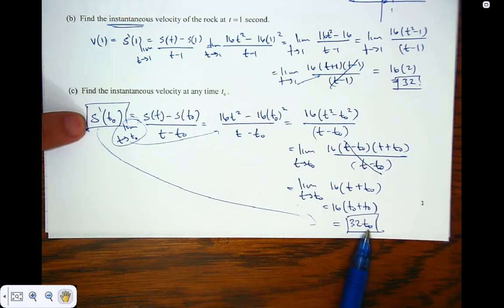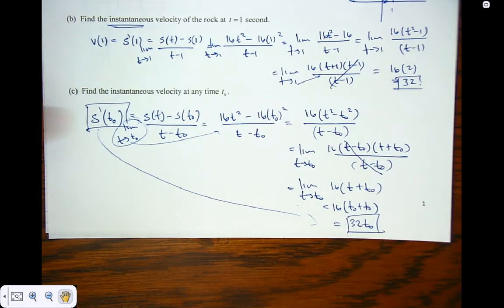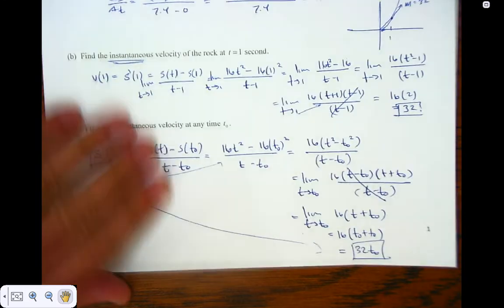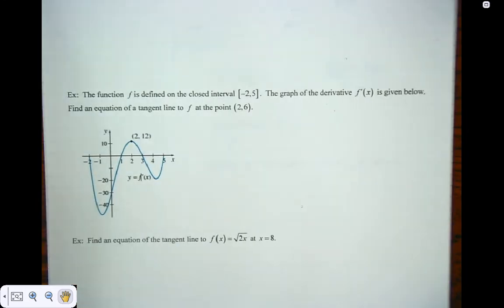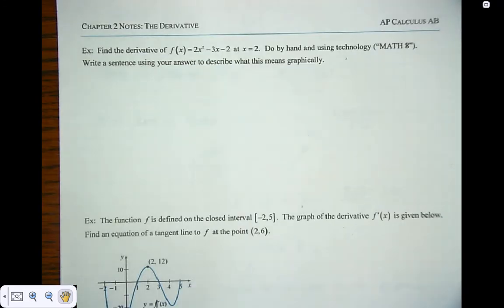What's the derivative at time 1? Plug in time 1 there. 32 times 1 is 32. Okay. All right. So let's just get into the heart of it, which is just doing derivatives, right? So we're going to use that same exact thing.